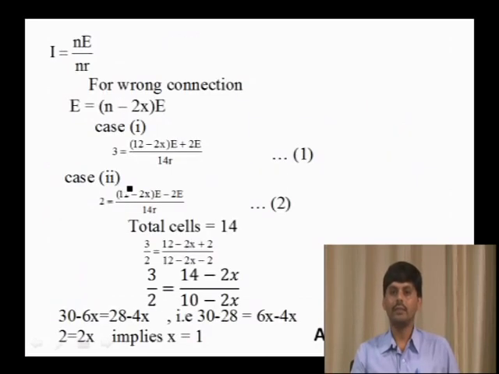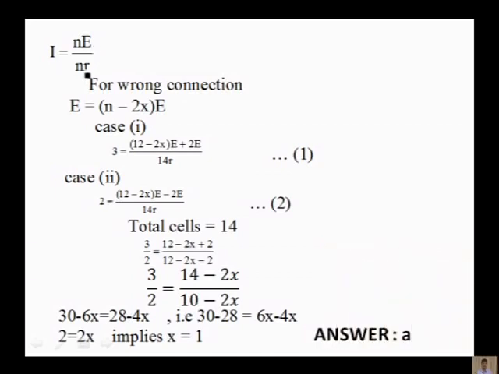See, this is the expression for I is equal to nE divided by nR. When there is no external resistance, it is short circuited, we have the expression I is equal to nE divided by nR. For wrong connection, how are you going to calculate the total EMF? That is E is equal to (N minus 2x) into E. Here N is the number of cells and x is the wrongly connected cells. E is the EMF of each cell. By taking the help of the first equation, in the first case the current is 3 ampere.